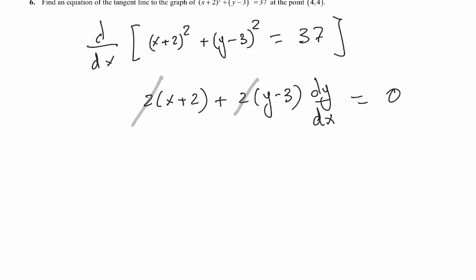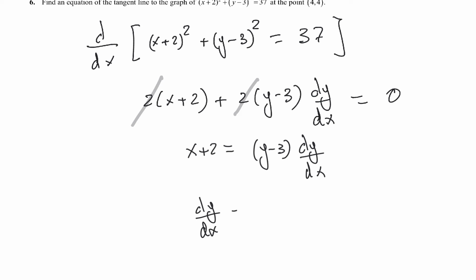So because it's equal 0, I can take these 2. So it will be x plus 2 will be equal y minus 3 multiplied by the derivative of y with respect to x. So the derivative of y with respect to x will be x plus 2 divided by y minus 3. Because they want the slope at the point 4, 4, so it would be 6 divided by 1. So the slope is 1.